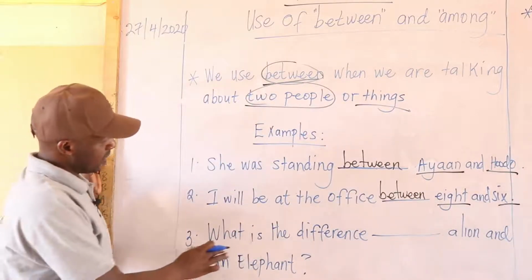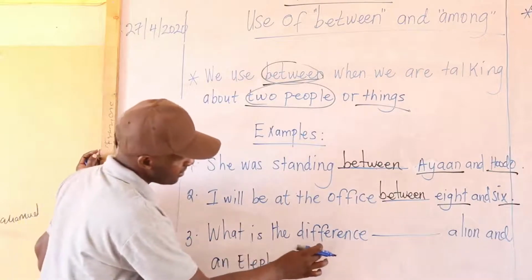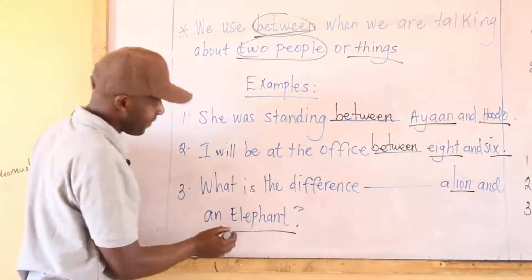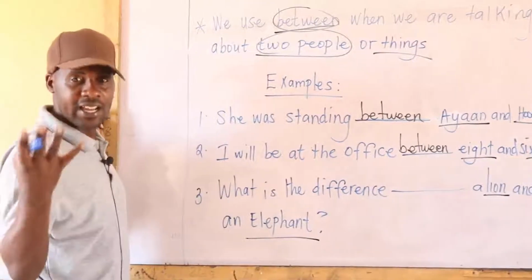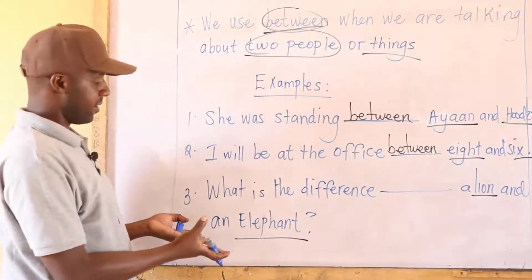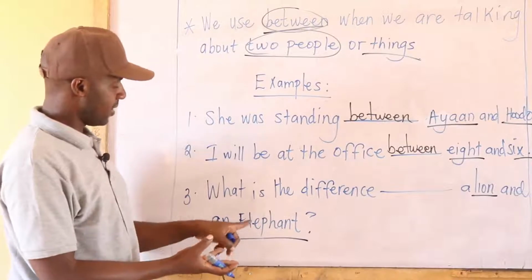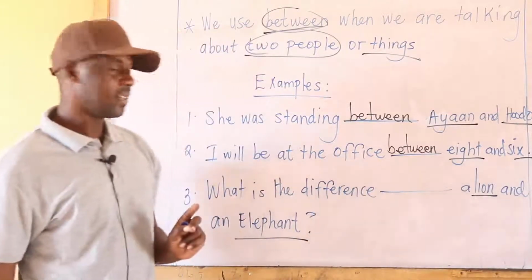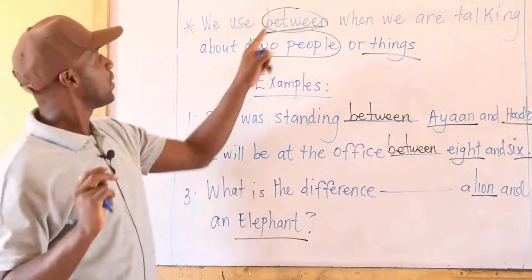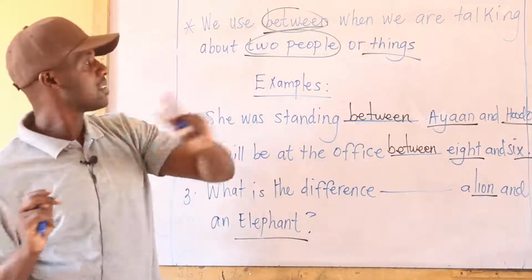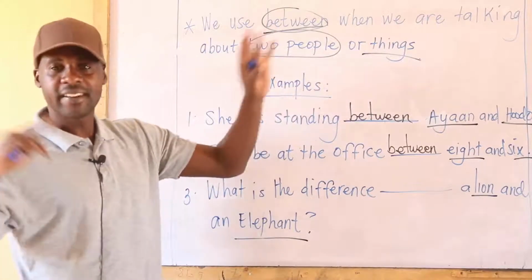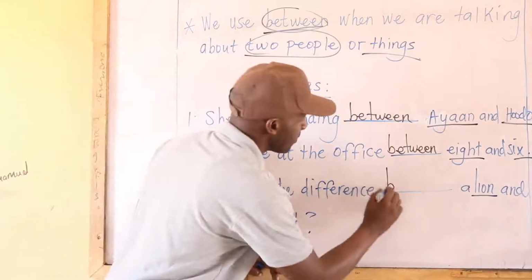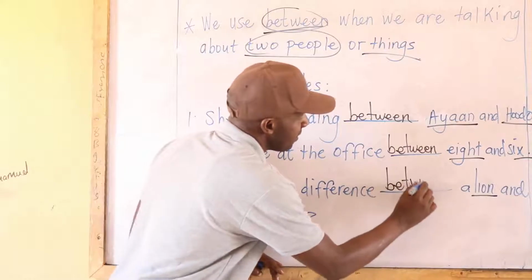Okay. Number three: what is the difference dash a lion and an elephant? How many animals are here? We have only one elephant, one lion. So there are two. Remember we said when we are talking about two things, two animals, two people, anything, two, we use between. So here is going to be between.